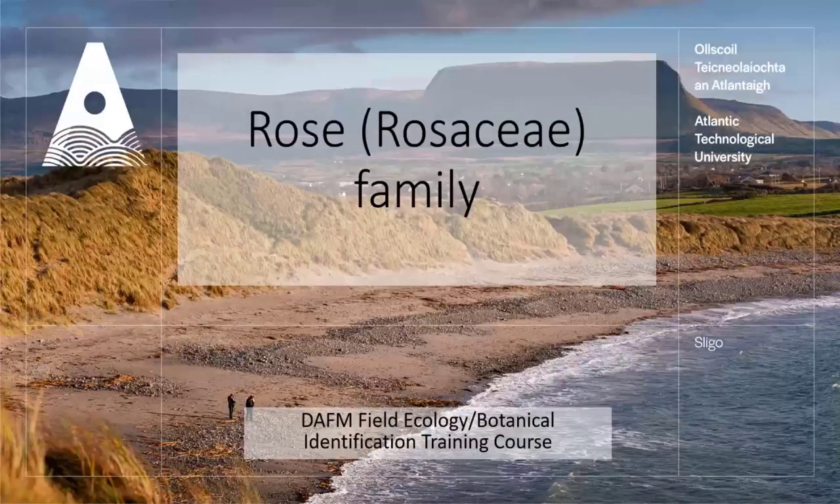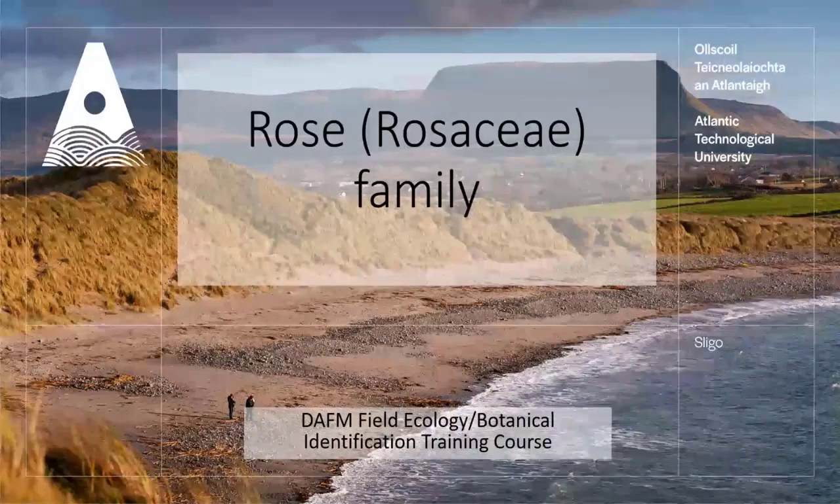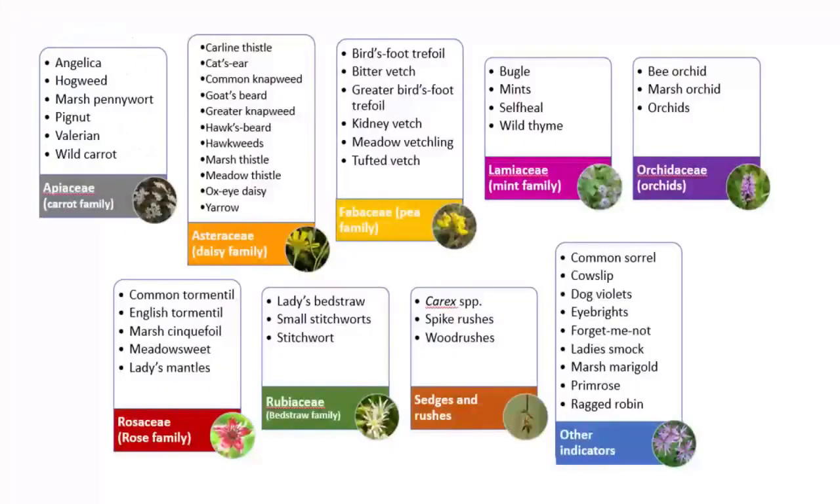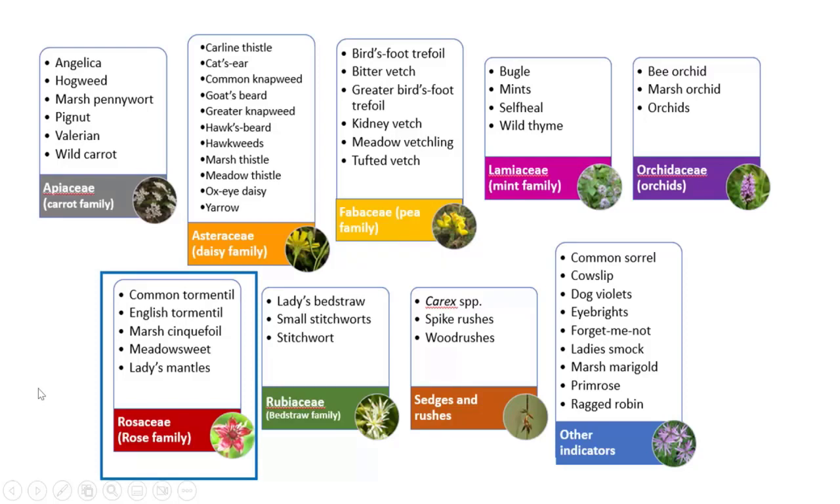Hi, welcome to week 5, and we're looking at the rose family this week. By this stage, we've looked at an introduction to plant characteristics, a general overview. Then week 2 was the daisy family, week 3 the pea family, week 4 was the carrot family, and now here at week 5 we're down at the rose family.